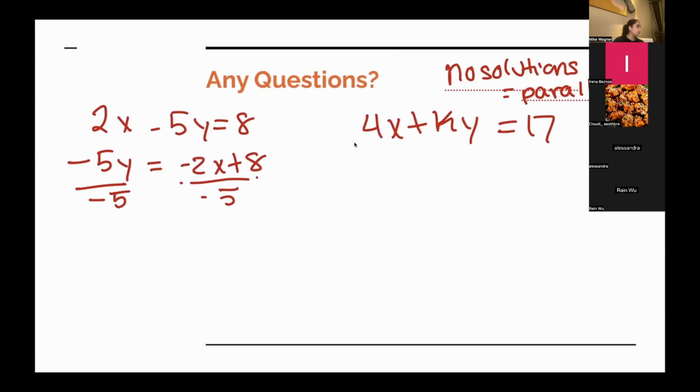Okay, I'm so sorry. My pen is not working. Okay, now it's working. Sorry about that. So then we get y equals negative 2 over 5x minus 8 over 5. That 2 over 5x is all we need. I'm sorry, it's now like a brush stroke.